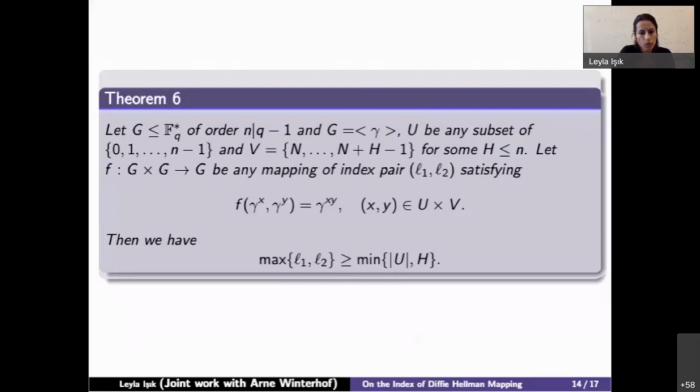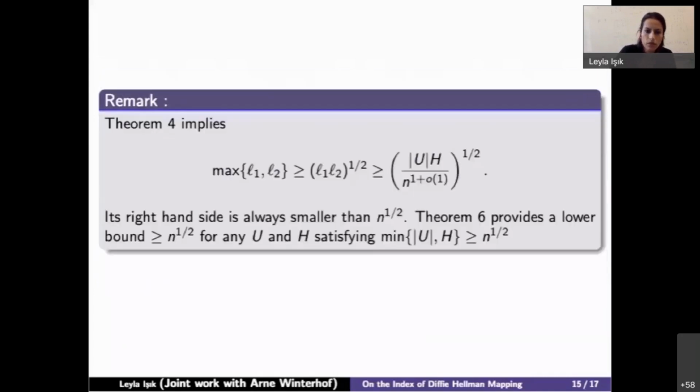Then we have this result: the maximum of L1, L2 is greater than the minimum of the cardinality of U and H. Here H is actually the cardinality of V, so we can also write the minimum of the cardinality of U and the cardinality of V. So it's really about checking the coincidence of the bivariate Diffie-Hellman mapping with any mapping satisfying this. This is also theorem 4.